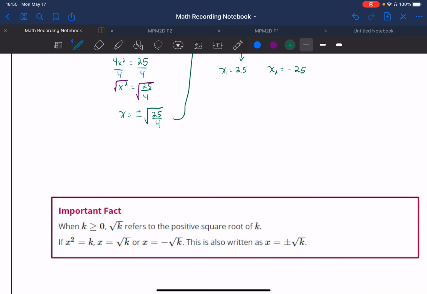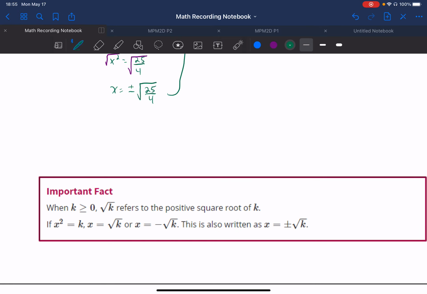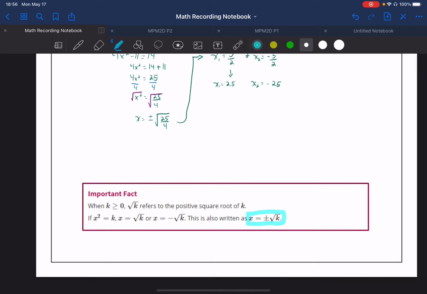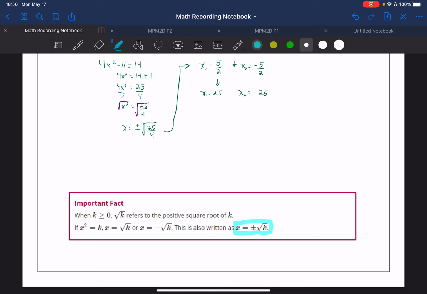So an important fact to remember here is when k is greater than or equal to 0, the square root of k refers to the positive square root of k. So if x squared equals k, then x is going to equal both the positive square root of k or the negative square root of k. We can just write that easily as x equals the positive or negative of the square root of k. K is just whatever we happen to be trying to square root. So that's one way to solve this algebraically.